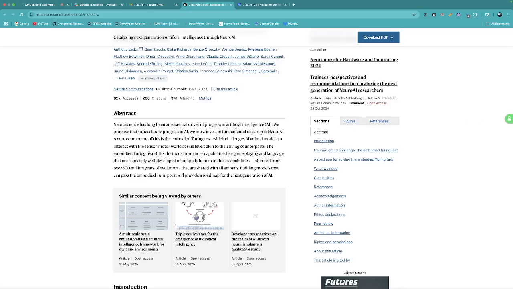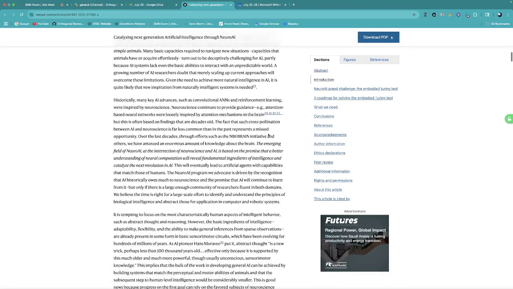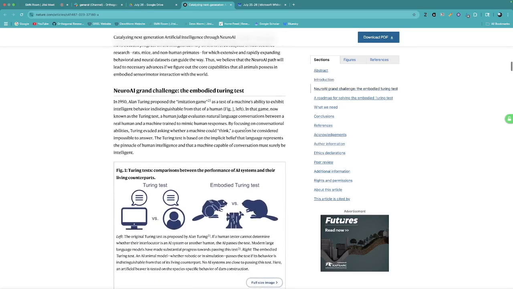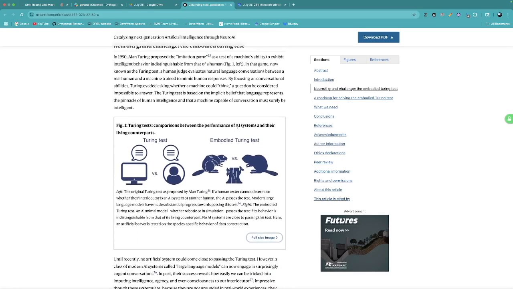So they still didn't mention what the actual Turing test was. But basically, the idea is that instead of focusing on performing well on games and performing well on these sort of combinatorial logic problems, there is some connection to motor performance and things like that.